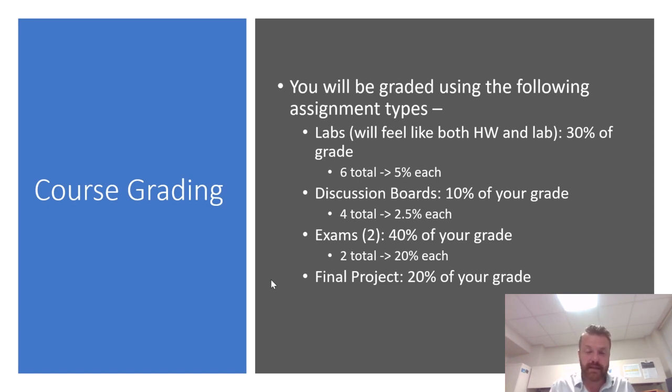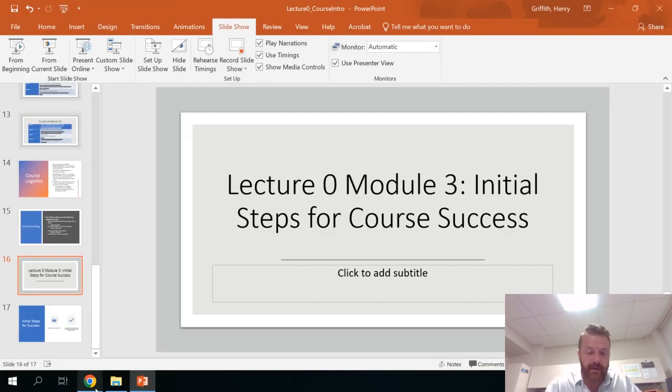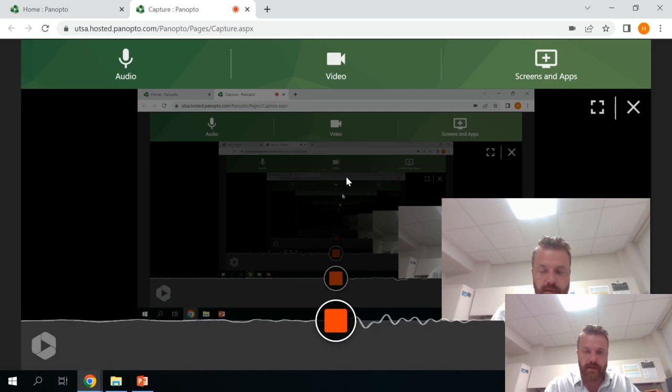We will have 2 exams. Each will be worth 20%, so that'll make up 40% of your grade. And the final coding project, which is going to allow you to work in an end-to-end fashion, like I talked about in the last video, will be worth 20% as well. So in this last lecture, we'll just talk about what the initial steps are to get going on the course here in week 1.